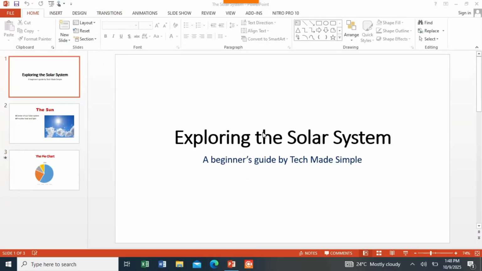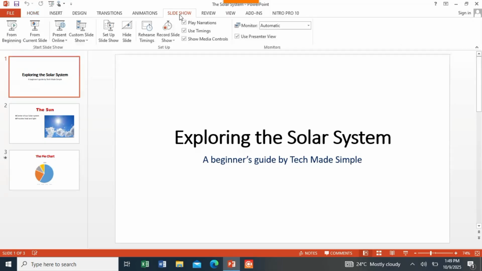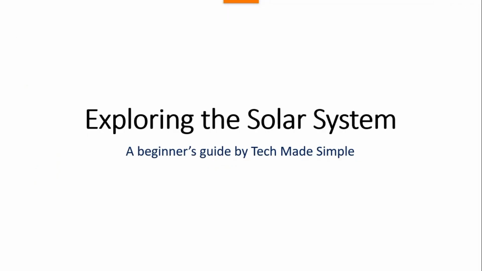Step 5, let's preview your presentation. Go to the slideshow tab and click from beginning, or better still, you can use a shortcut. Press F5 on your keyboard. Then if you use slideshow, you now click from beginning, then you can see your slide displaying to the audience.